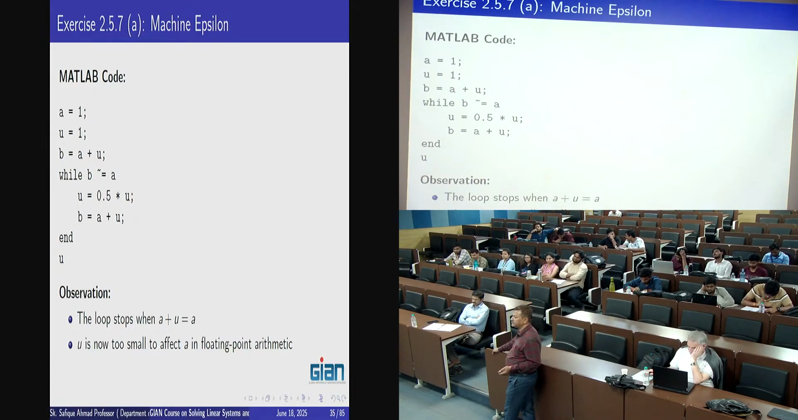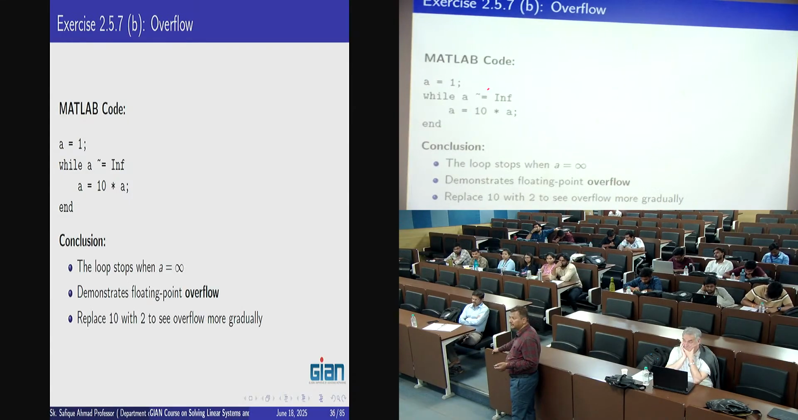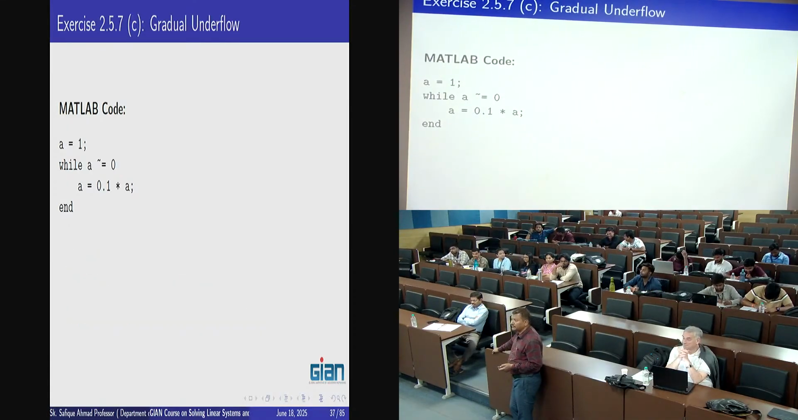U is now too small to affect A in floating point arithmetic. So A equals A. Then with A not equal to infinity, you have seen infinity, and this demonstrates a floating point overflow. As I told you, this is going to overflow. So, if you replace it with 2, you can see this more often.